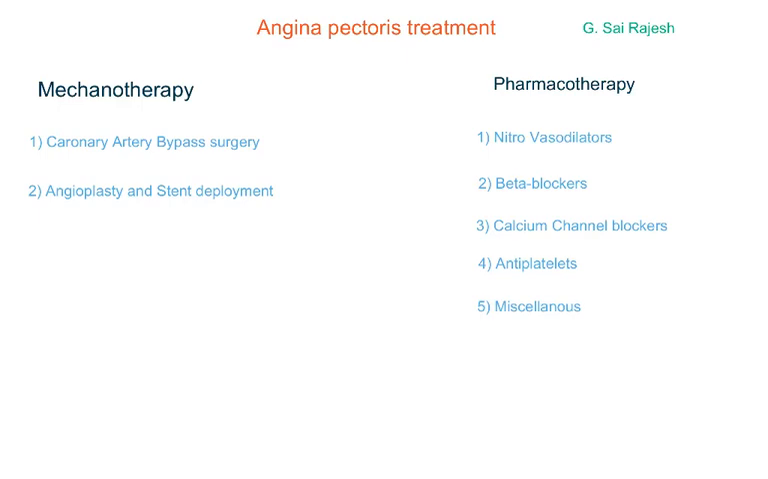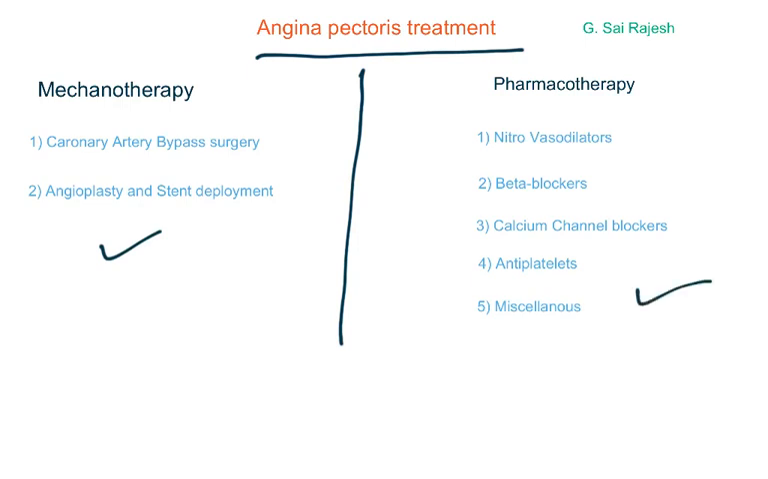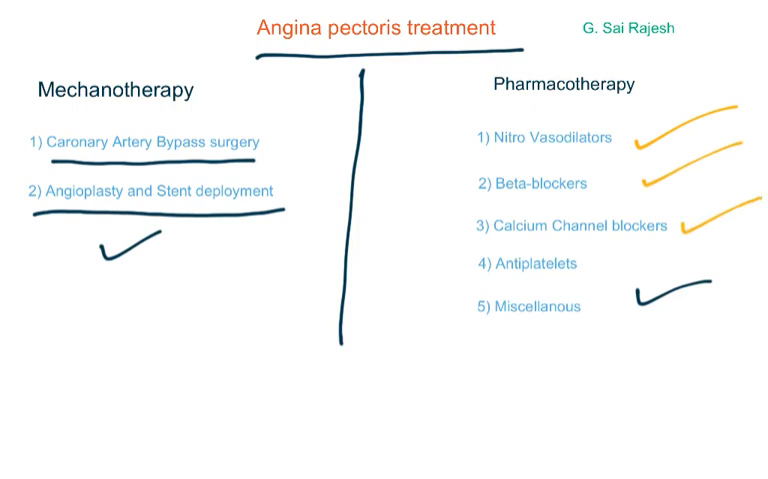Now, in angina pectoris treatment we have two different types: one mechanotherapy, second one pharmacotherapy. Mechanotherapy is by surgical intervention like coronary artery bypass surgery and angioplasty with stent deployment. Whereas in case of pharmacotherapy, you have drug classes like nitrovasodilators, beta blockers, calcium channel blockers, antiplatelets with statins and some other miscellaneous drugs. We will see briefly what mechanotherapy is.